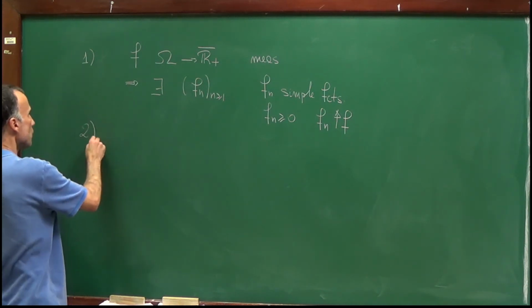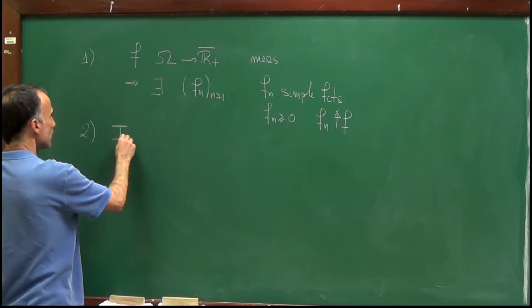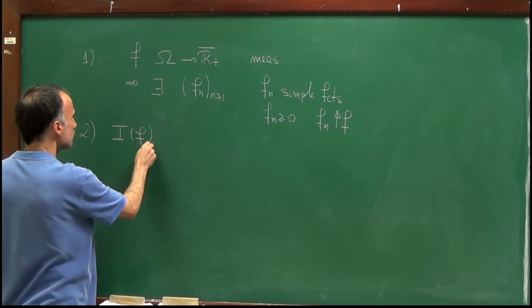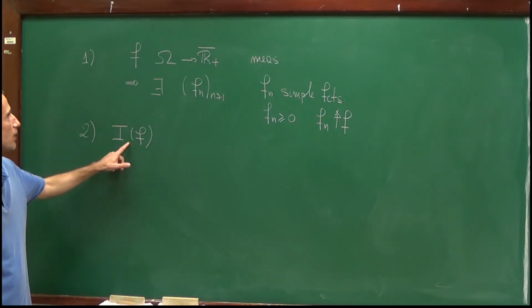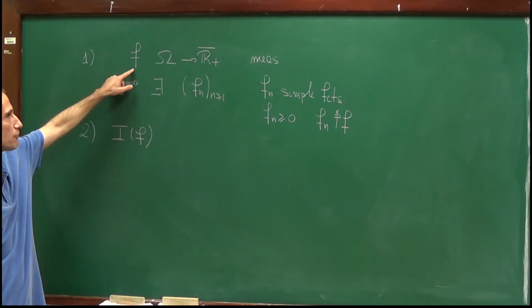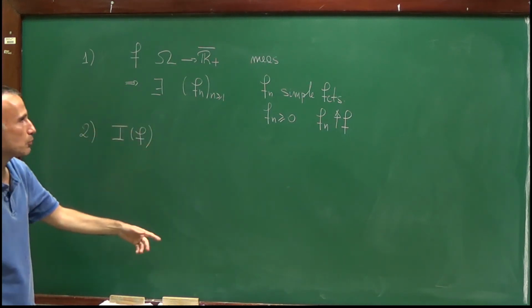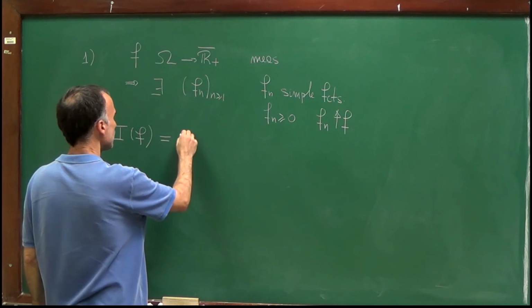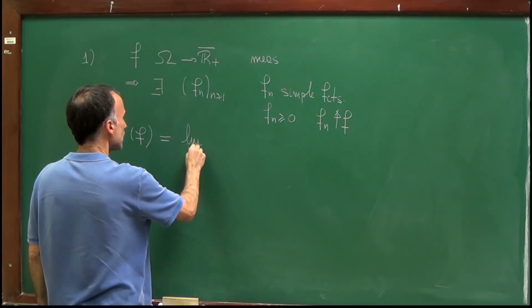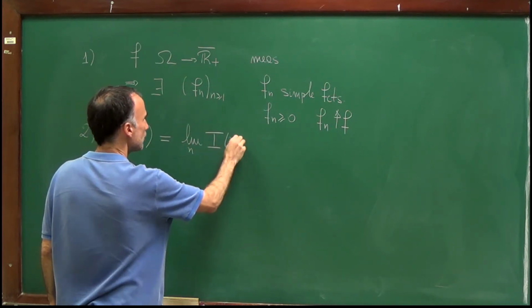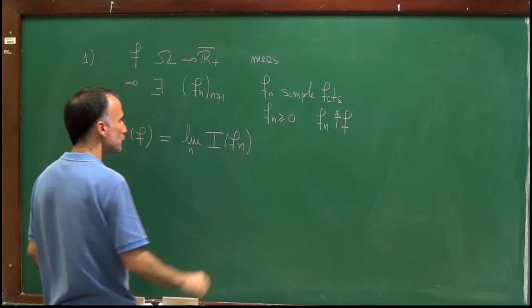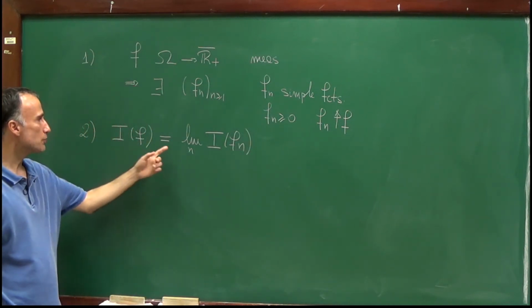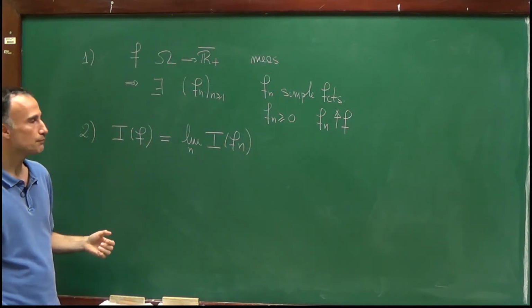Then, well, we want to extend the definition of the integral of f to non-negative measurable functions. What we will do? Well, we will consider such a sequence and we will call I of f the limit of such a sequence. Of course, here again, we will have to show that I of f is well defined, right?